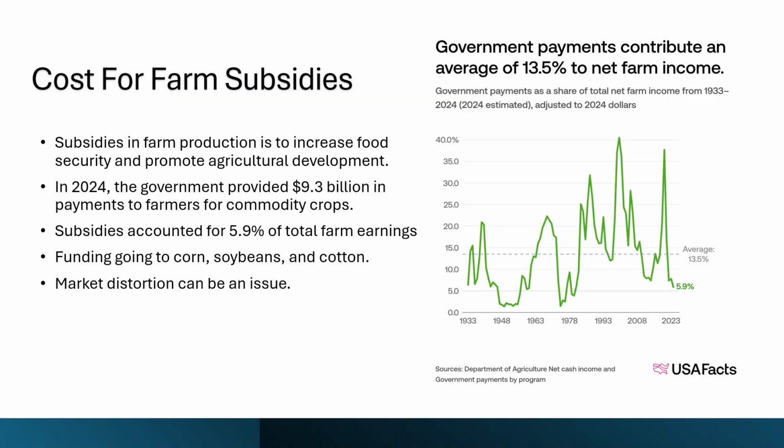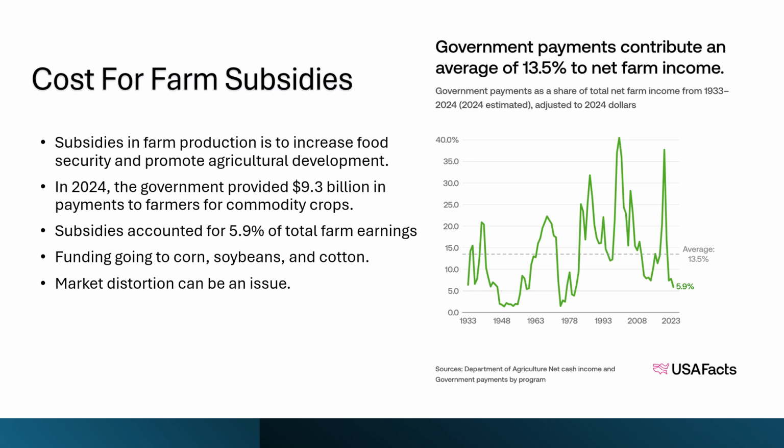The cost of a farm subsidy. Farm subsidies in farm production are meant to increase food security and promote agricultural development. In 2024, the government provided $9.3 billion in payments to farmers for commodity crops. Subsidies account for 5.9% of total farm earnings, and most of the funding goes towards corn, soybean, and cotton. Market distortion can incentivize overproduction, surplus global prices, and disadvantage small or diversified farms.